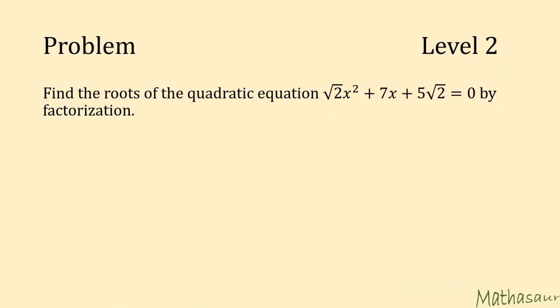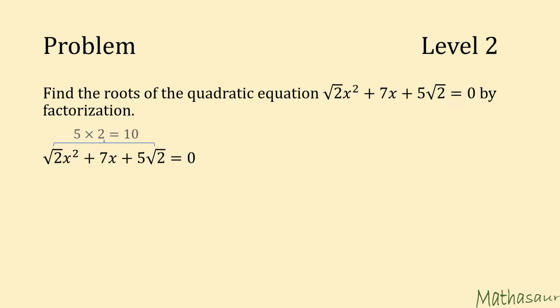Let us look at another problem. Find the roots of the quadratic equation square root of 2 times x square plus 7x plus 5 root 2 equals 0 by factorization. So we have a 0 on the right hand side, which means that the polynomial is on the left hand side. So let us look at the coefficient of x square and the constant term. We are dealing with surds here. So let us multiply square root of 2 with square root of 2.